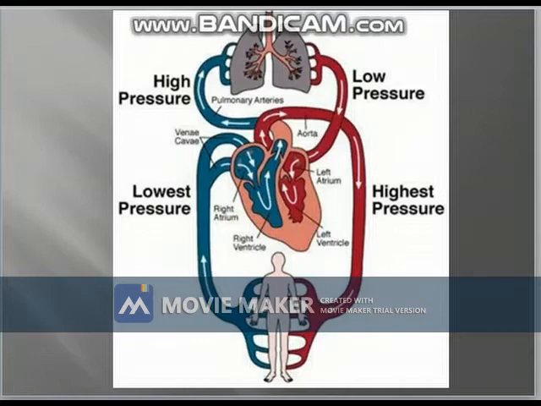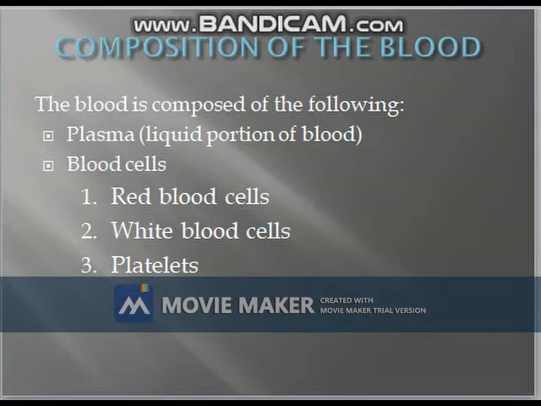Now we're going to look at the other component, which is the blood. Now blood, people do see and say that it is red, but the color of blood is actually not red. The color is a straw-colored material. We shall delve into that.